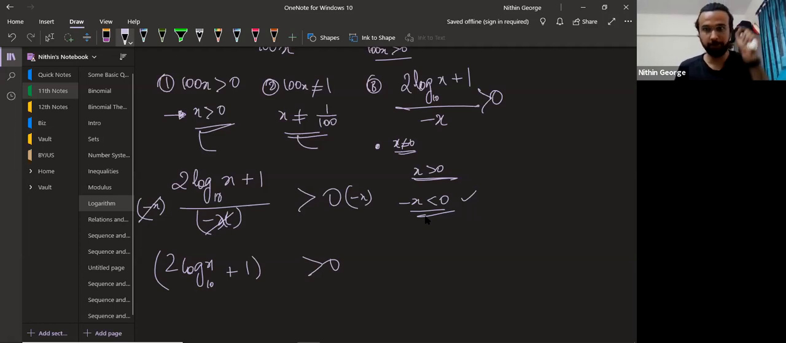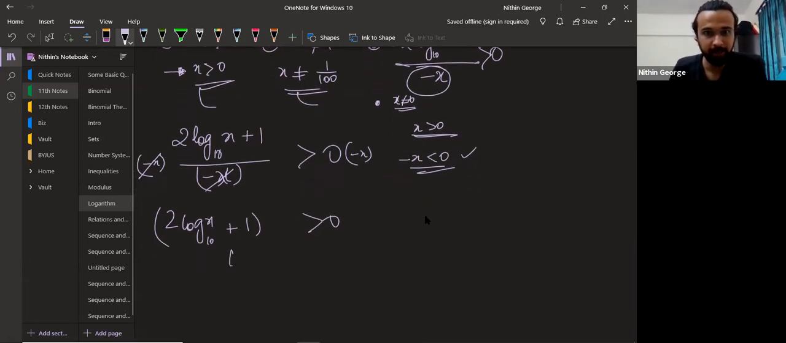Did you understand this technique I used? Why is it different from whatever we did till now? I used the first two cases to solve the third case, because I was stuck. I can't directly multiply by x, as I don't know the sign of it. That's why I used the sign from the first two equations. That's how I got rid of the denominator to solve the whole thing. All right. So from here, I'll get that log x to the base 10 is greater than what?